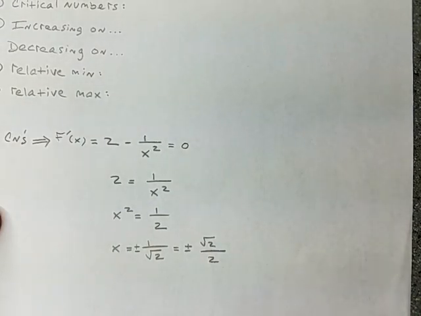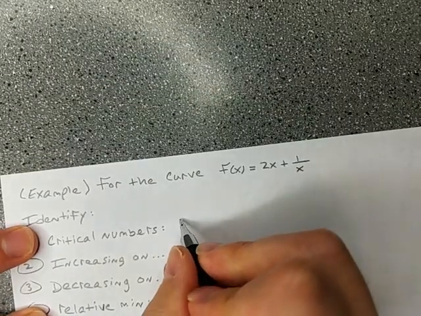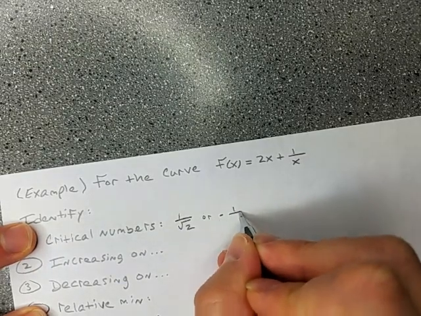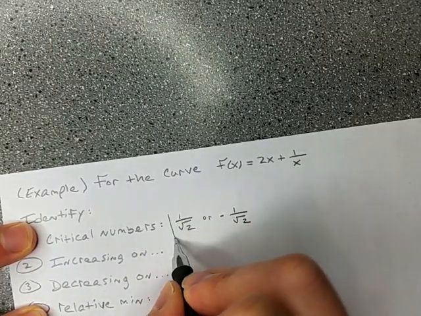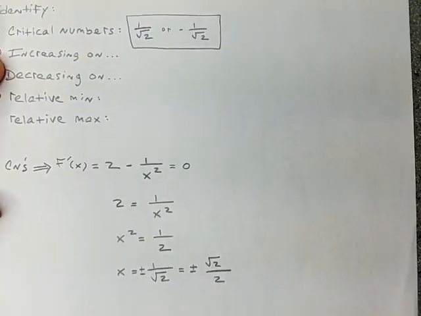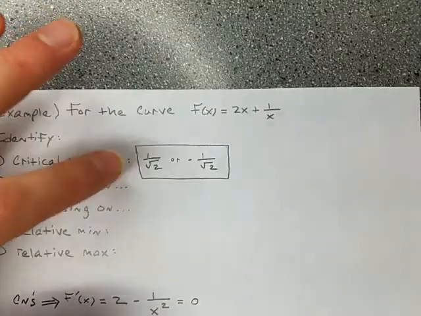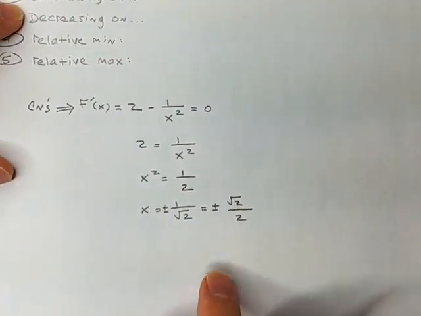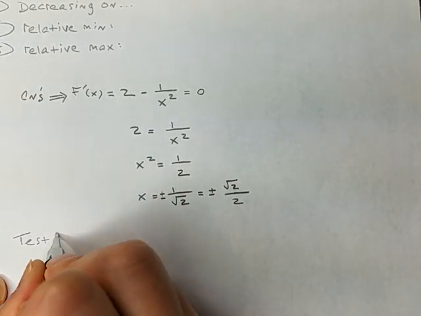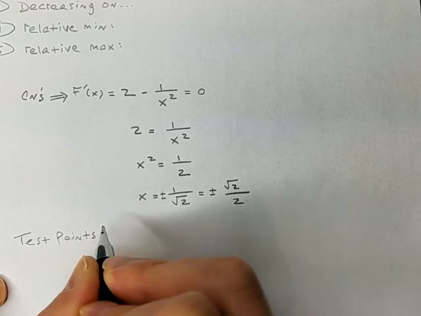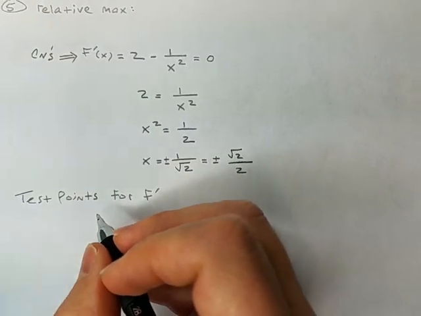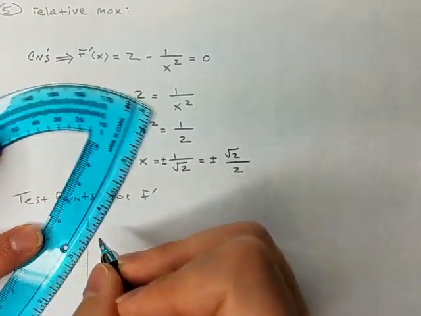So there's my critical numbers. There's 2 of them, okay? So I get 1 over root 2 or negative 1 over root 2. 2 critical numbers. Okay. You could also write that one, though. But I'll just go ahead and use these. Increasing and decreasing. Well, that one involved testing the derivative. So let's do test points. For what? For the derivative, right? As I've been emphasizing for, I think, the entire video.